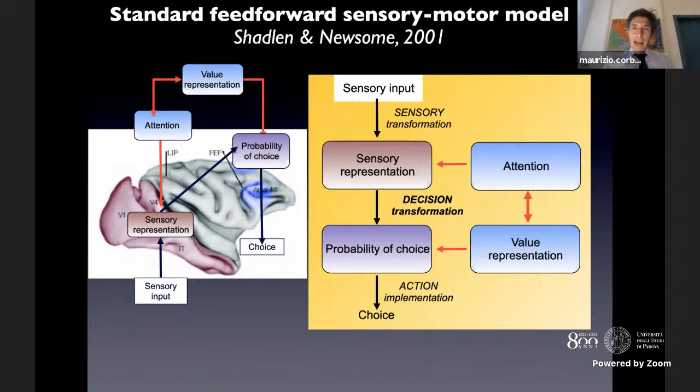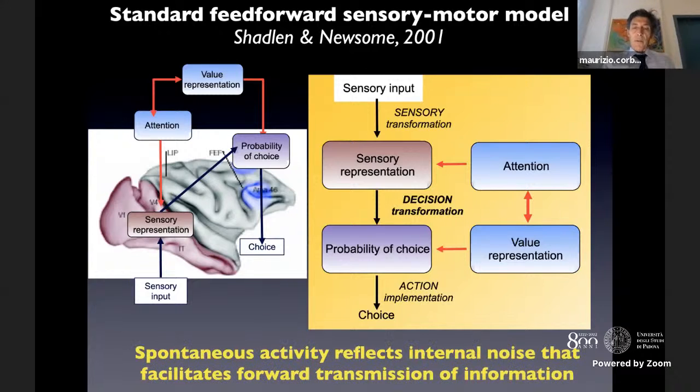Now, the key point here is that the energy that generates activity in the system comes from the outside. It's basically the energy of the photons that hit the retina, they get transduced to the lateral geniculate, they go to the primary visual cortex, and the circuits that are embedded in this architecture eventually push the information forward. We've known for a number of years, maybe 30 years or more, that attention has a role in modulating what is called the feed-forward flow of information processing. And we also know that things like reward can modulate this information processing. But the key point is that these representations are generated by the sensory stimulus and by the motor activity in the brain. So according to this idea, spontaneous activity reflects internal noise that facilitates forward transmission of information, okay?